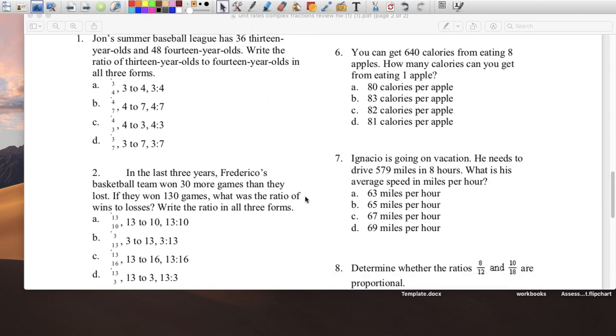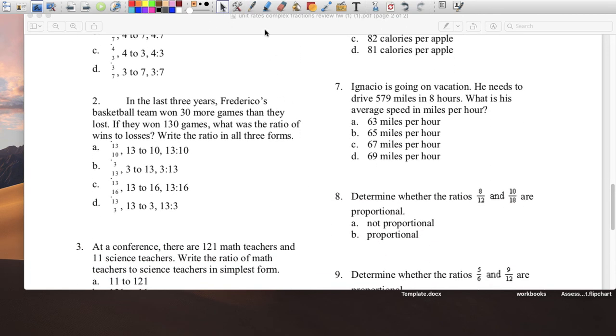Number 7. Ignacio is going on vacation. He needs to drive 579 miles in 8 hours. What is his average speed in miles? So again, we want our unit rate. He does 579 miles in 8 hours, and we're going to put hours at the bottom because we want the unit rate per hour. So 579 in 8 hours. In 1 hour, how far can he drive?